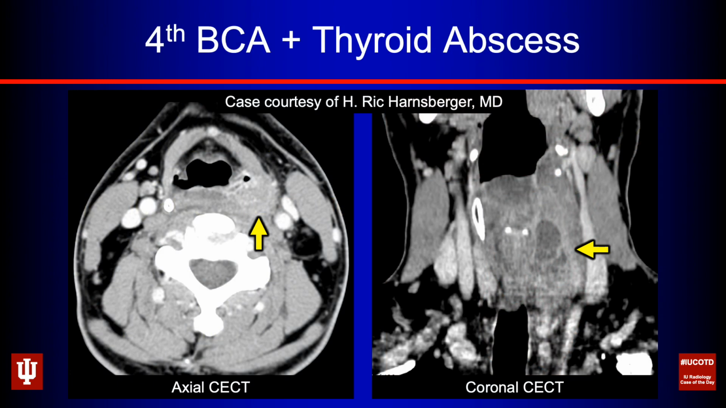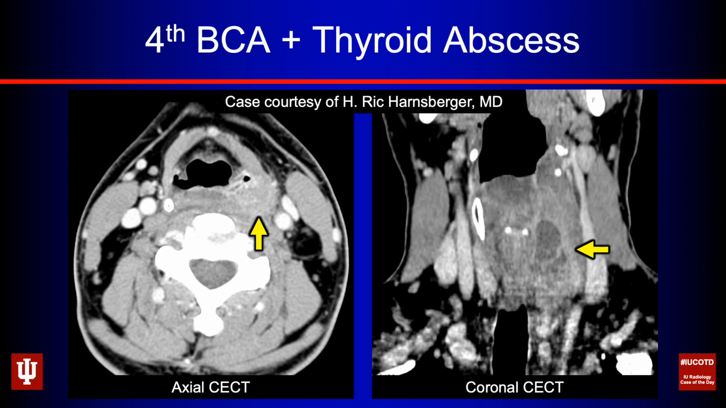So what does it look like on imaging? This is a case that was given to me quite a handful of years ago now by Rick Harnsberger when I was putting together a talk for a conference. And this is a patient that has a fourth branchial cleft anomaly with a thyroid abscess.